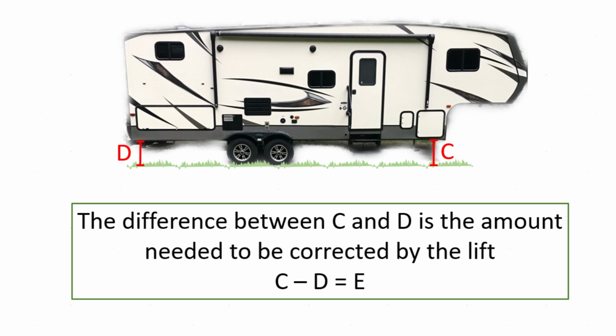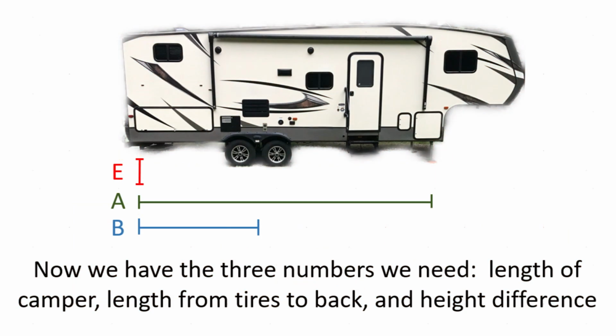First, we found the difference between measurements C and D. On our camper, the difference was 5 inches. That number will be known as E. Now we have the numbers required for the equation. A, which is the length of the camper frame. B, the length from between the tires to the back of the frame. And E, the height difference from the front to the back of the camper frame.